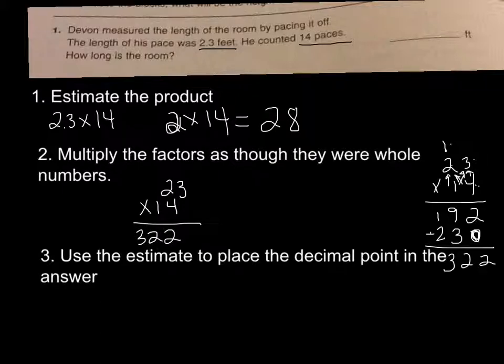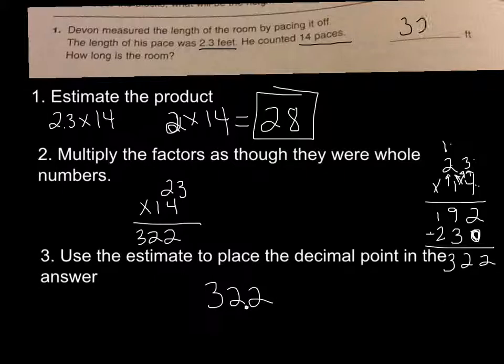And now our last step says use the estimate to place the decimal point in the answer. So I have 322, but I don't know that that's necessarily correct. Looking up here, I estimated the product should be about 28. So where should I place the decimal? You're correct, it should go between the 2 and the 2. So I know that Devin's room is about 32 and 2/10 feet.